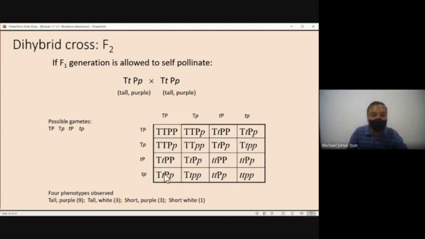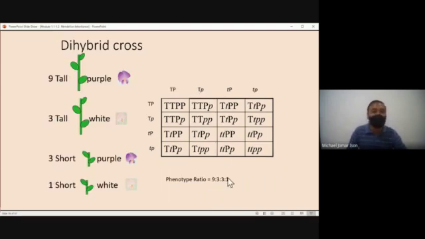This will be tall and purple, tall and white, short and purple, and short and white. So you will have 9 tall and purple, 3 tall and white, 3 short and purple, and 1 short and white. So that's how you're going to be doing that. So the ratio for a heterozygote by a heterozygote in a dihybrid cross would be a 9 is to 3 is to 3 is to 1 ratio.